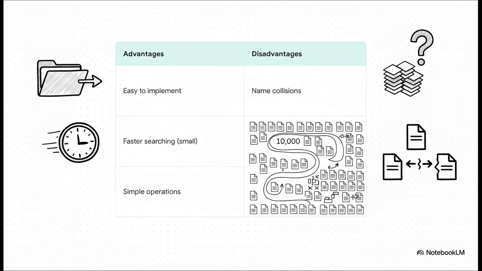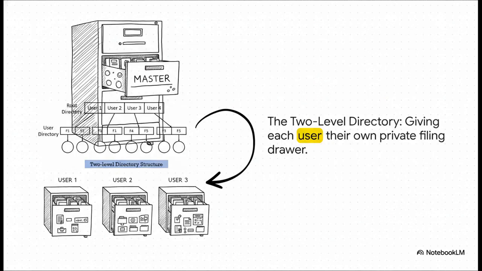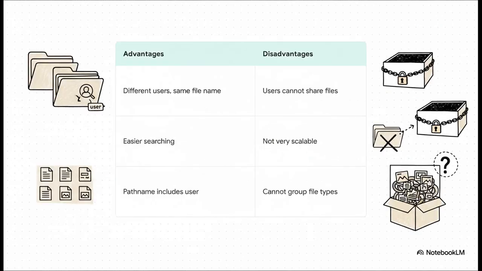Just imagine trying to find one specific report.txt in a single list with 10,000 other files. No way. So the next logical step in the evolution was the two-level directory. Here, the system creates a master directory, and then inside that, a separate private directory for each user. This is kind of like giving every person in an office their own personal filing drawer. And this was a big improvement. Now, you and I could both have a file called resume.pdf with no problem.